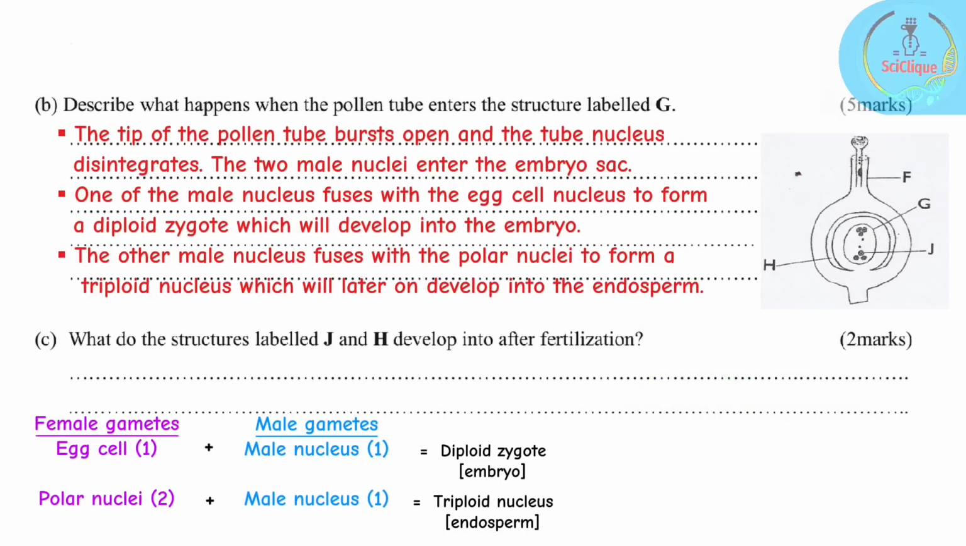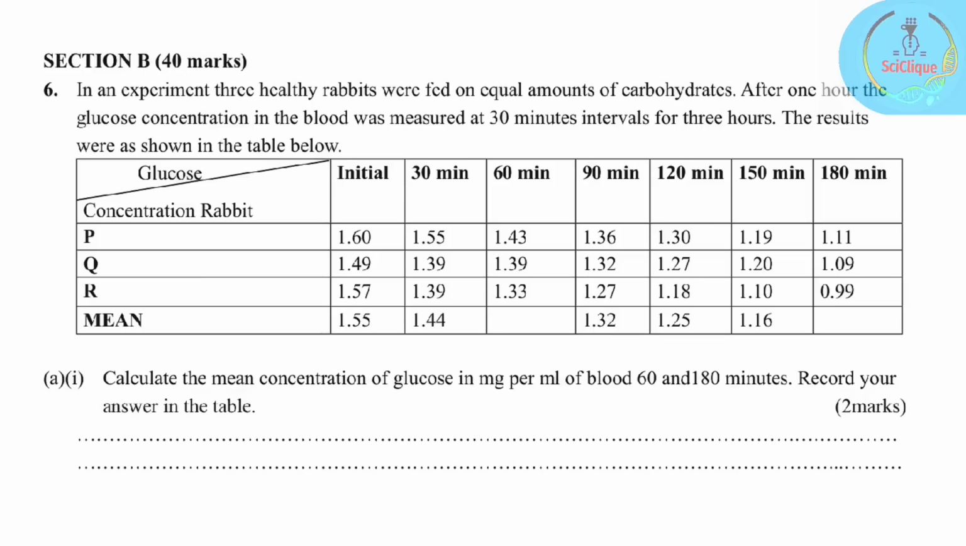Okay, part C. What do the structures labeled J and H develop into after fertilization? So J forms the embryo and H, that is the integuments. So those become the testa, the seed coat. Moving on to the next question.